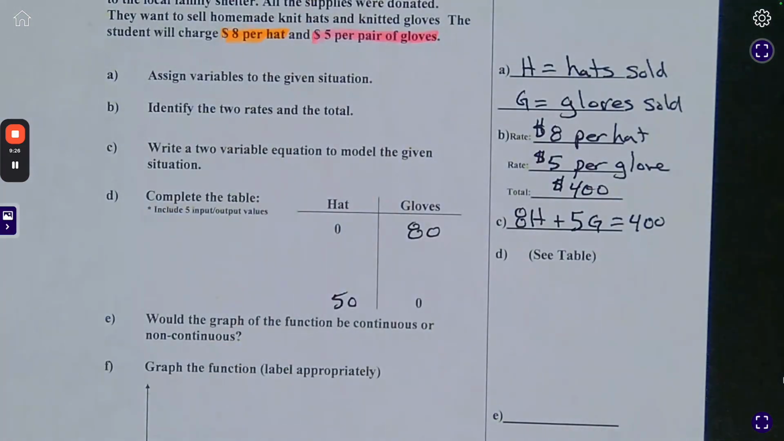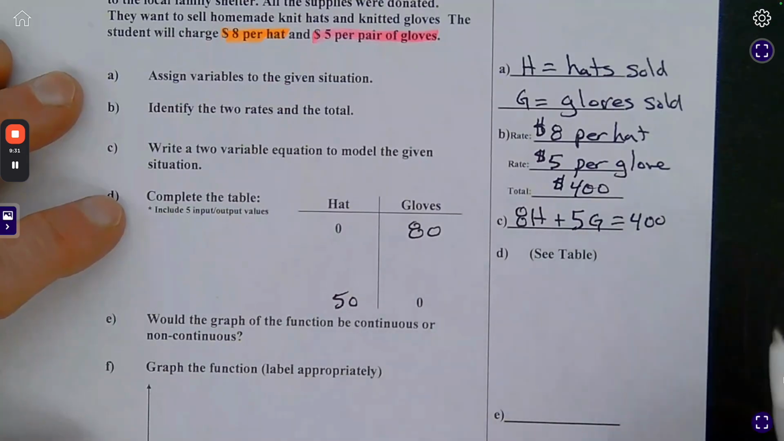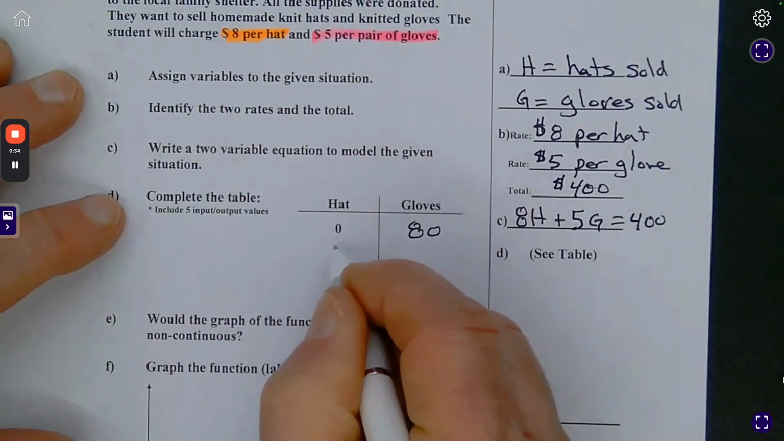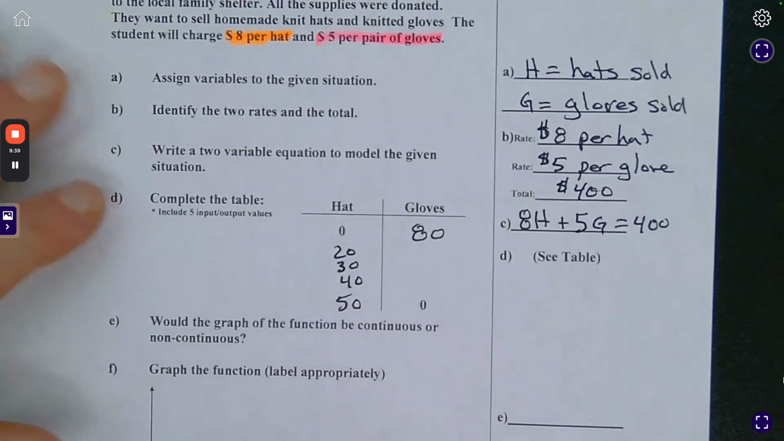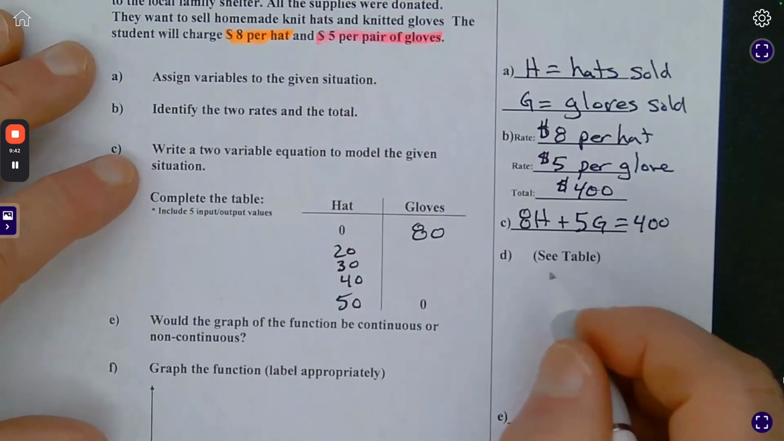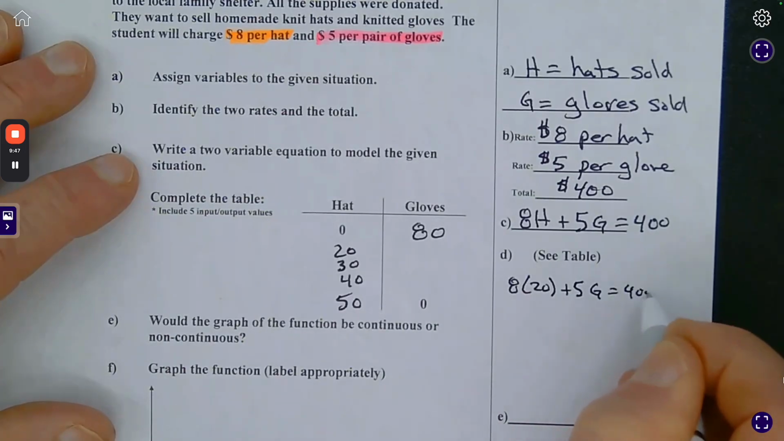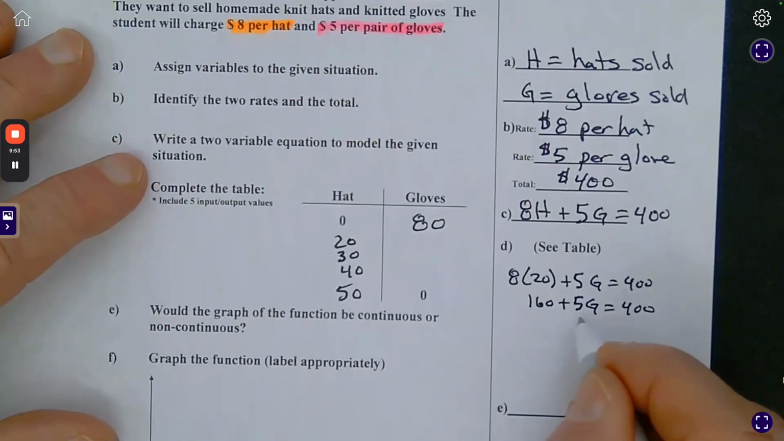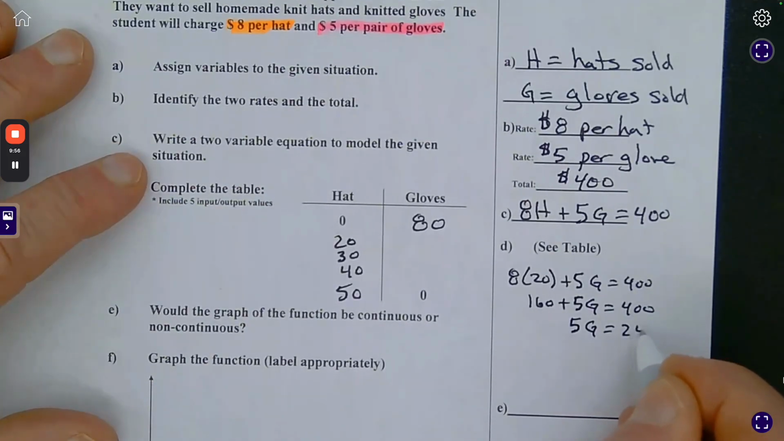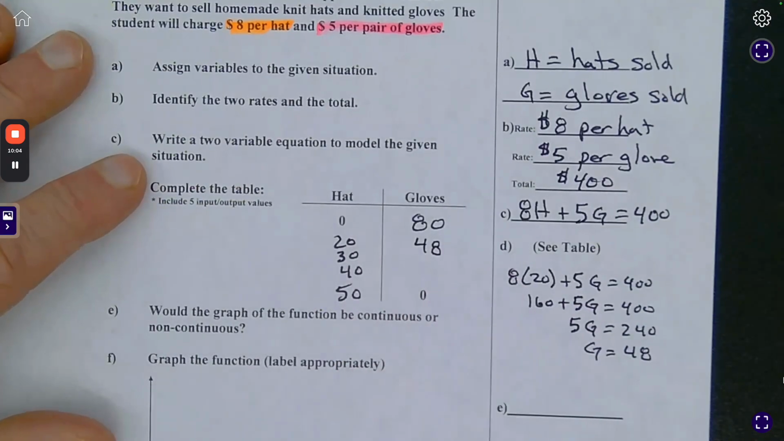Okay, now I have to pick some values in between. When I pick values for hats, I'm going to pick multiples of 5. So I'm just going to pick 20, 30, and 40. Okay, let's do it. I'm going to put in 20 for hats. 8 times 20 plus 5G. That's 160 plus 5G. Subtract 160. That equals 240. Divide by 5, and that's 48. So if I sold 20 hats, 48 gloves.